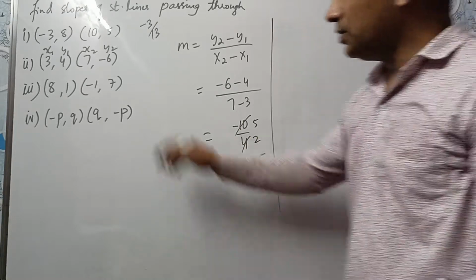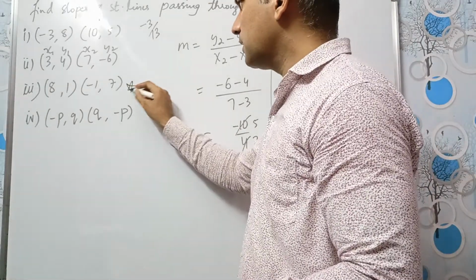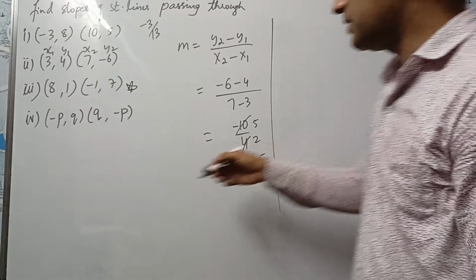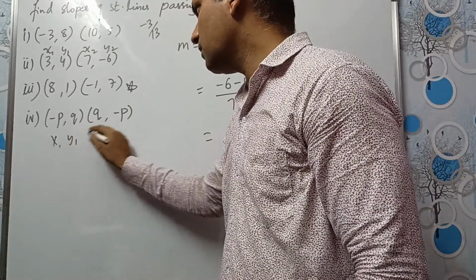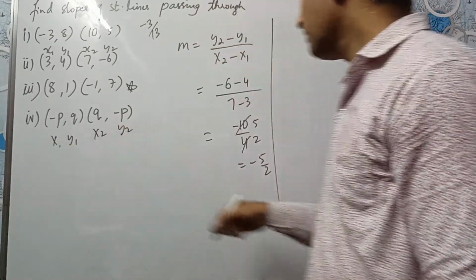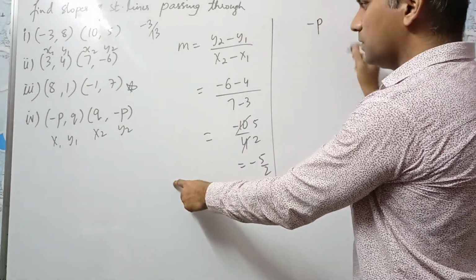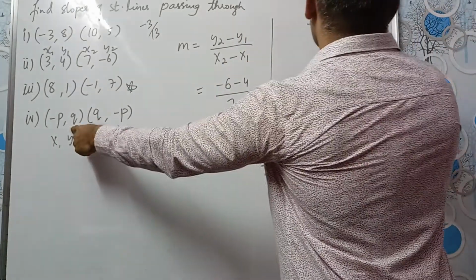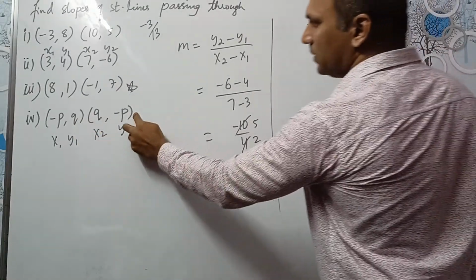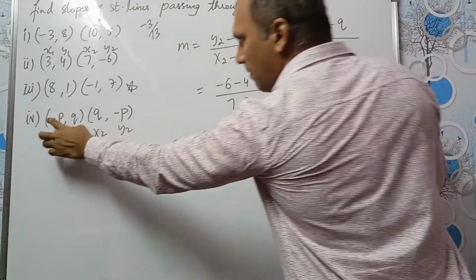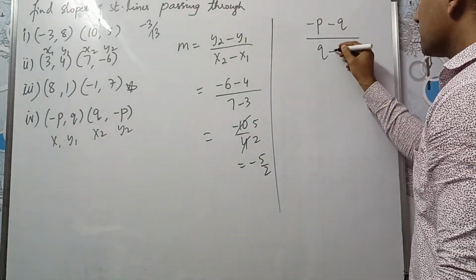You do the third problem, and comment the answer in the comment section. Let us do this. This is x1 y1, this is x2 y2. So formula is y2 minus y1 divided by x2 minus x1. Minus of minus p will become plus p.